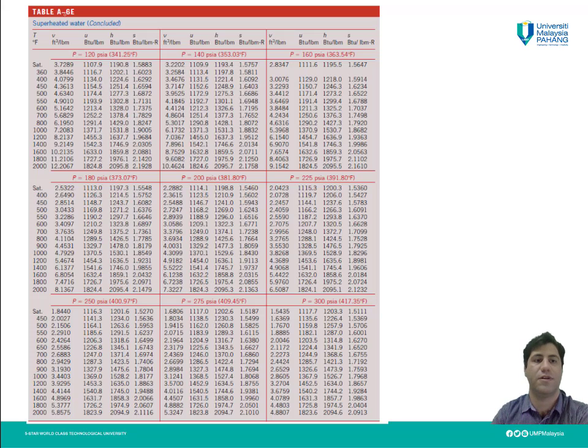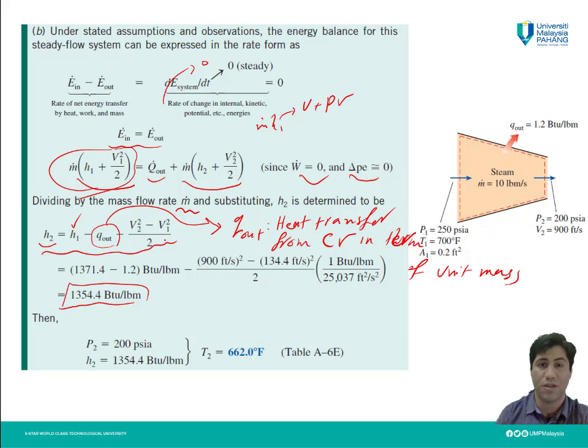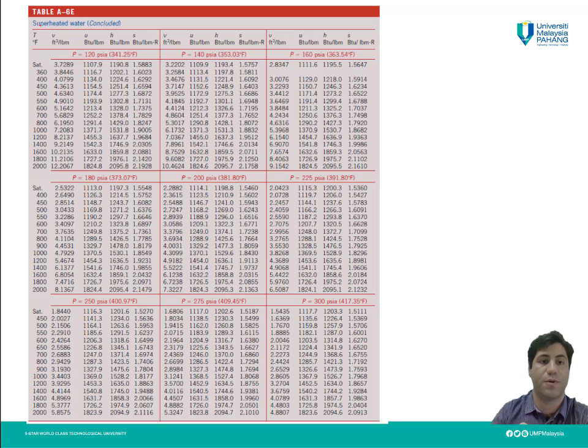So the table which we can refer to is table A6E for superheated water. How do we know this is superheated water? As we discussed in the previous chapter, to use this thermodynamics table for water especially, we need to determine in which region it is. And as we discussed earlier, we need to compare the properties which we have with the saturated mixture. Here, if we compare the temperature and pressure which we have with the properties of the water in the table for saturated water, we understand that what we have here is superheated water. Then we need to refer to the table for superheated water.